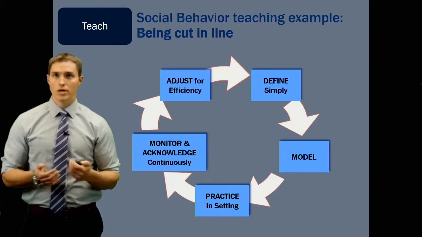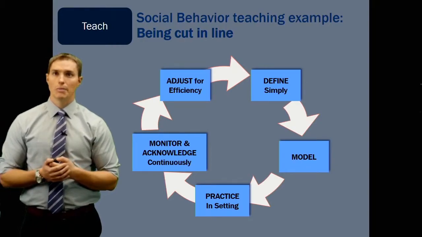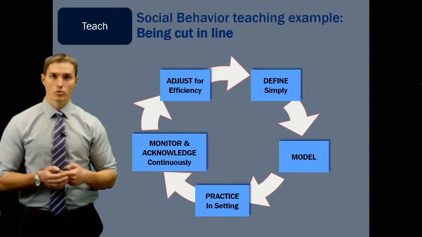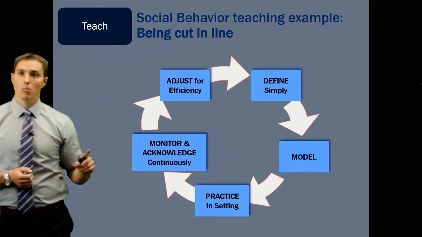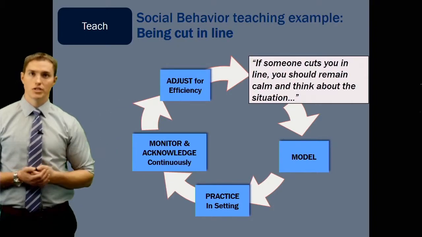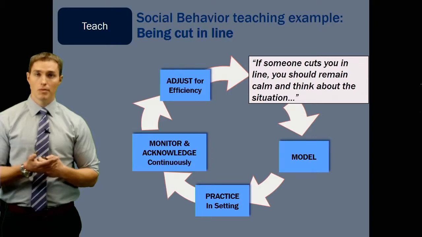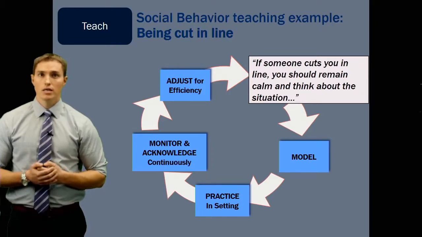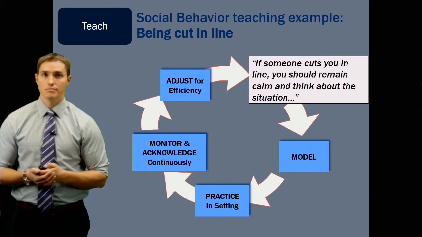For behavior, it's the same thing. So how do we teach social behavior? Let's look at the example of being cut in line. First, we're going to define that simply. We're going to provide some modeling for our students, practice in the setting, monitor their practice of being cut in line, what they would do, then adjust for efficiency. So if you're teaching a student what to do if they've been cut in line, you would maybe open up the conversation by saying, if someone cuts you in line, you should remain calm and think about the situation.